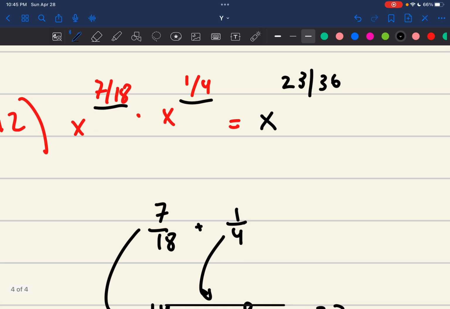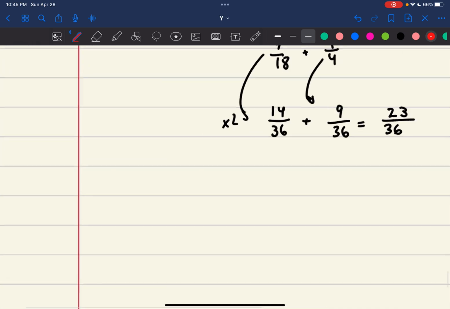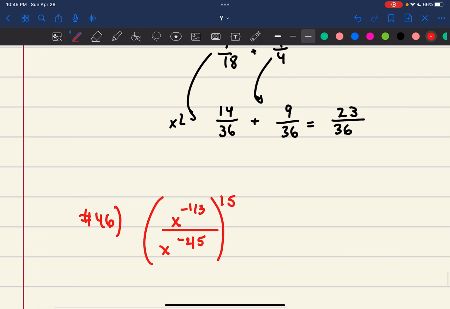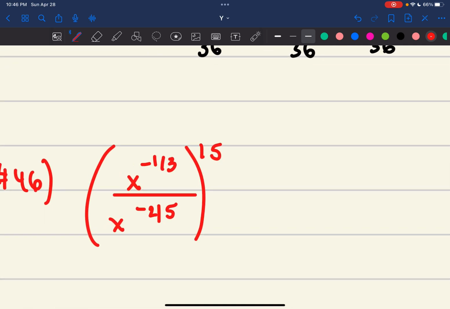Let's do 46. Sorry, I'm just writing it down. Okay, so this one, we already went over. Remember I told you the first thing I want you to do is, if there's an x on the top and there's an x on the bottom, or y on the top, y on the bottom, whatever, I want you to simplify it to where there's only an x on either the top or the bottom.